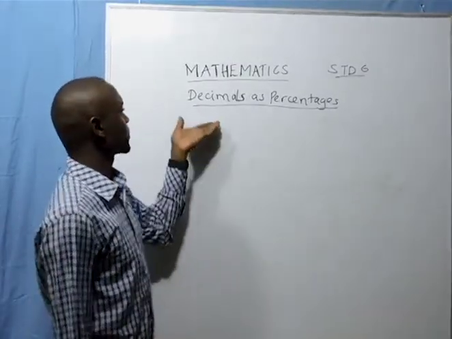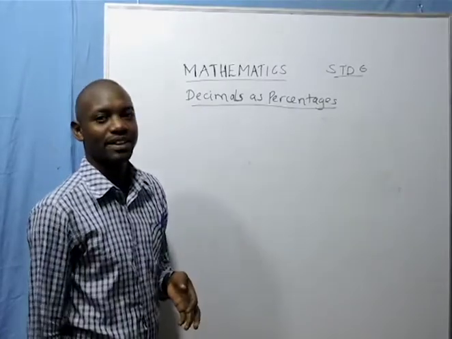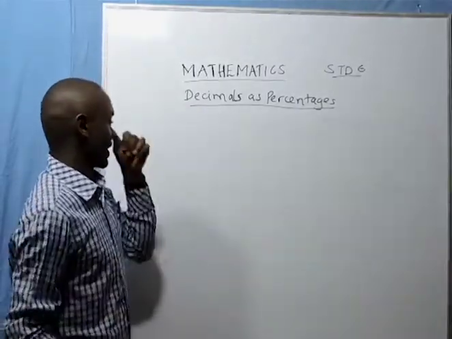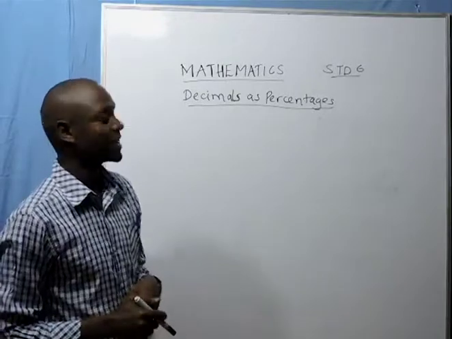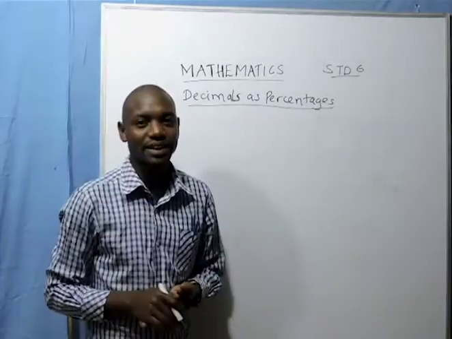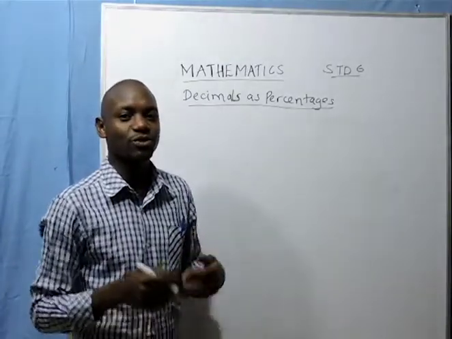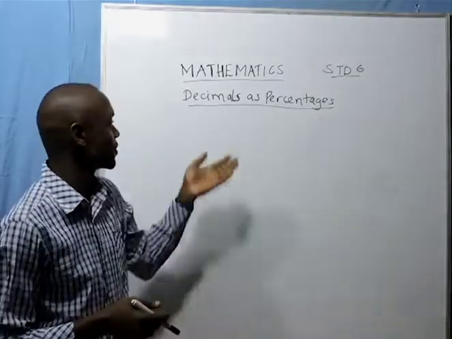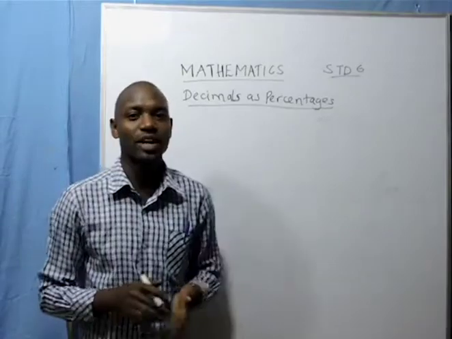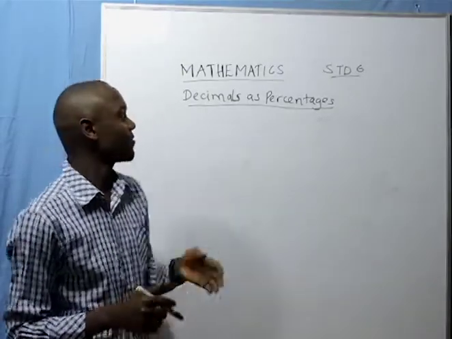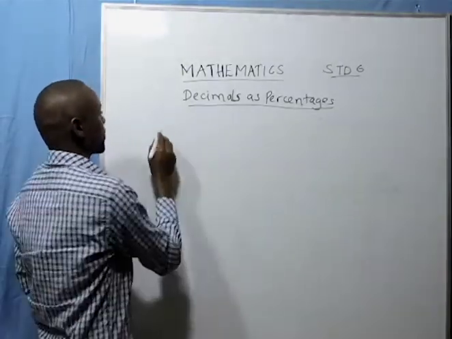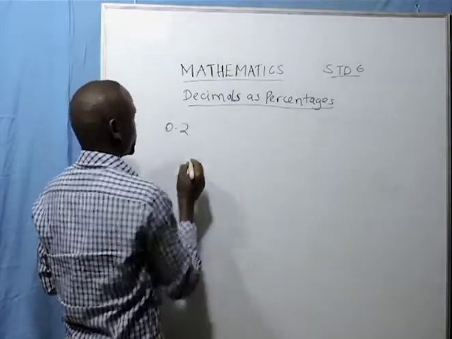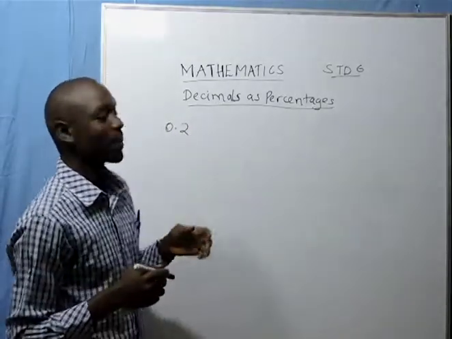Today I want us to express decimals as percentages. Decimals can be expressed as a percentage, and when expressing decimals as a percentage, first you have to convert the decimal into a fraction. That is just one method of converting decimals to percentages. For example, convert 0.2 as a percentage.